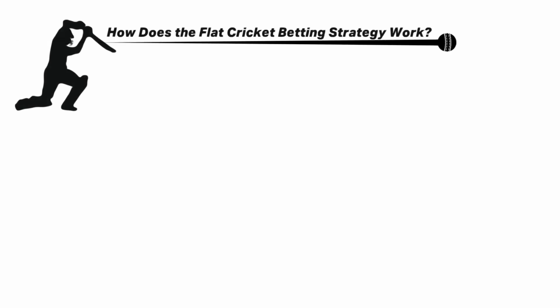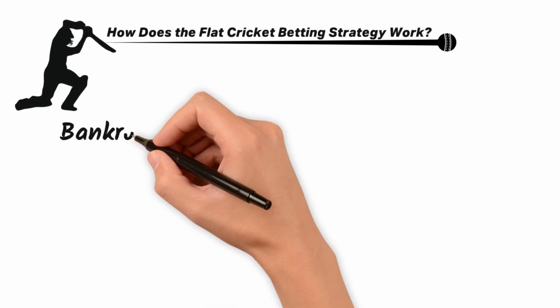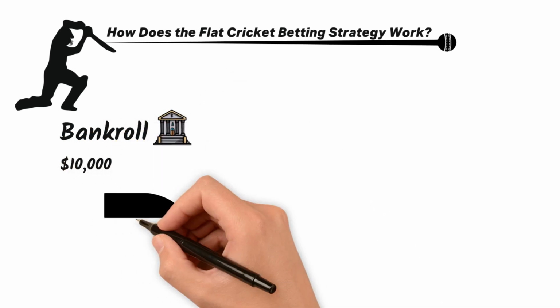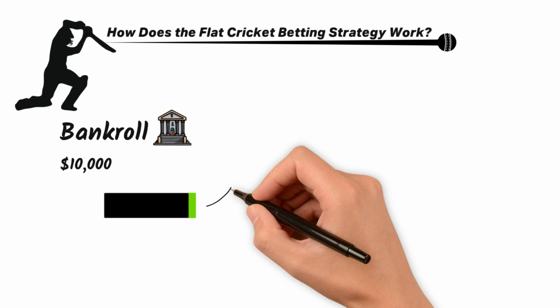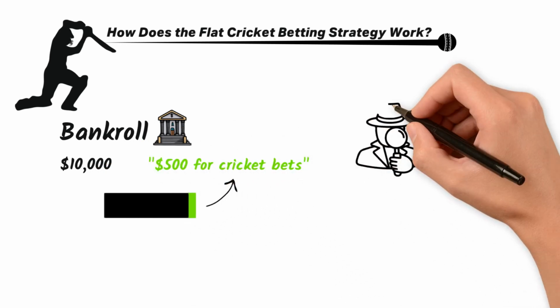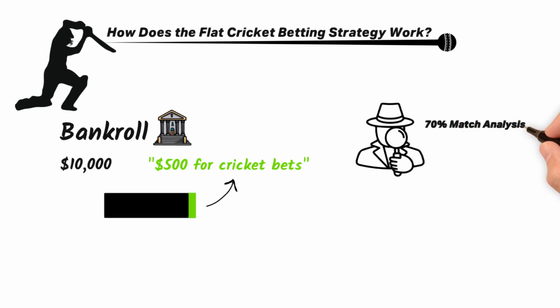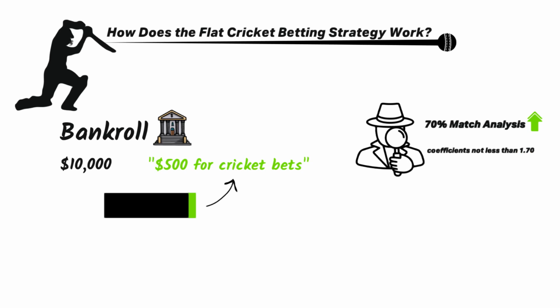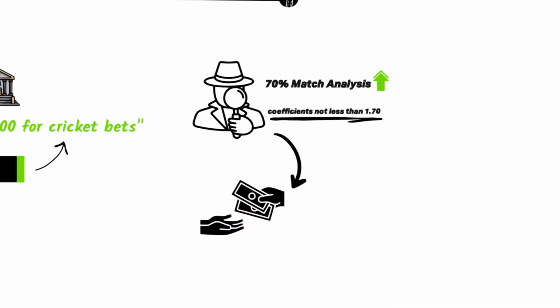How does the flat cricket betting strategy work? When using the flat approach in a game, a predetermined stake value is suggested on each occurrence. For example, suppose your bankroll is $10,000 and you decide to set aside $500 for all cricket bets. The bettor must acquire a pass rate of at least 70% utilizing match analysis, with each bet's coefficients not less than 1.70. In this situation, the player will be much ahead in terms of profit.